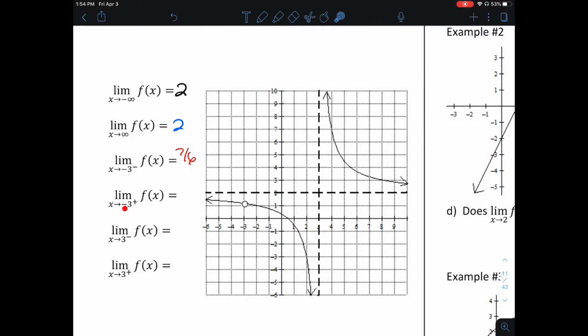What's the limit of f of x as x approaches negative 3 from the right? If you approach negative 3 from the right, we're also approaching this hole, and the y value of that hole is 7/6.